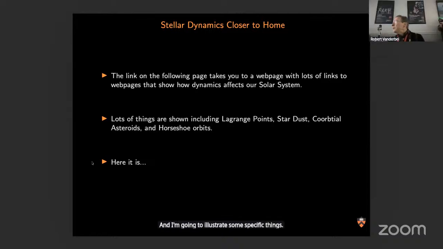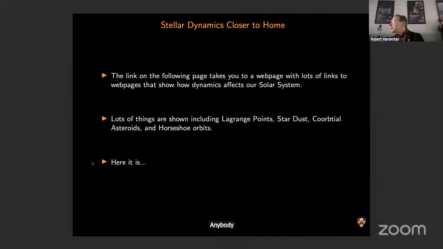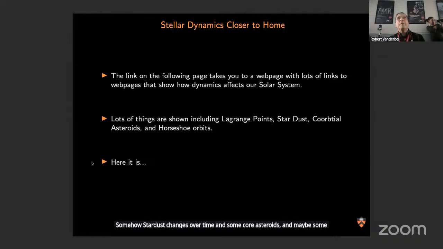How many people here know what the Lagrange points are? Anybody? Okay, maybe about half of you. So I'm going to illustrate that, and how stardust changes over time, and some co-orbital asteroids and maybe some horseshoe orbits and so on.